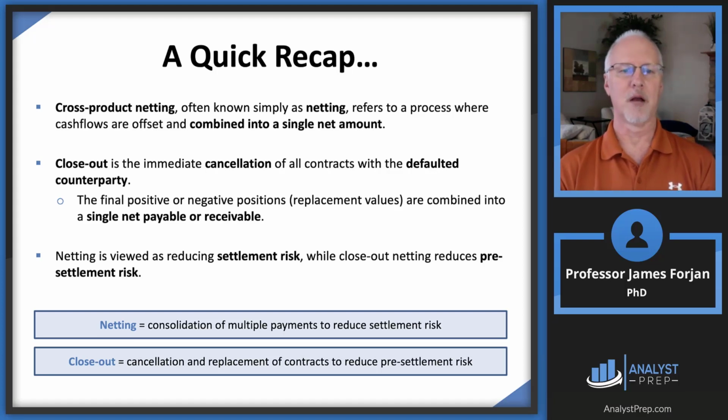Look at that third block point there. This is probably a good exam question. Netting is viewed as reducing settlement risk, of course, while closeout netting reduces pre-settlement risk.